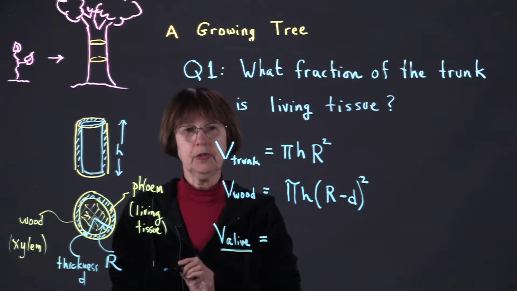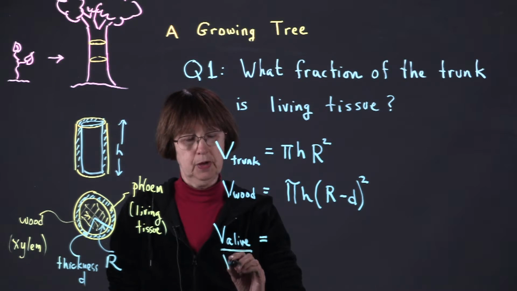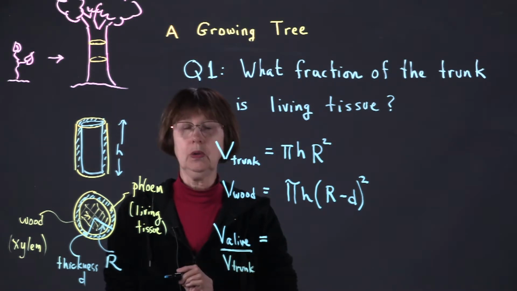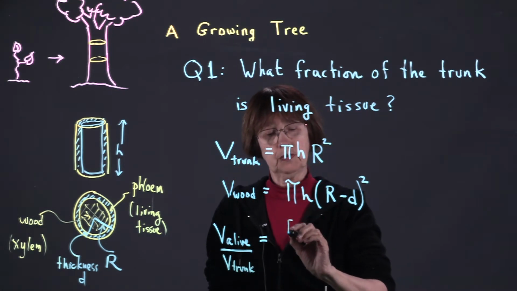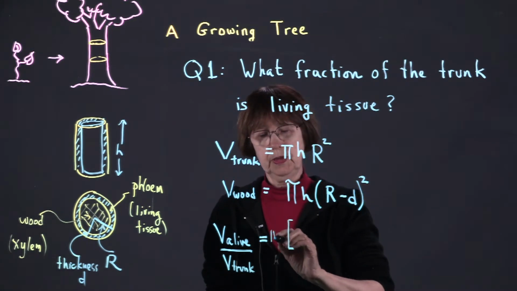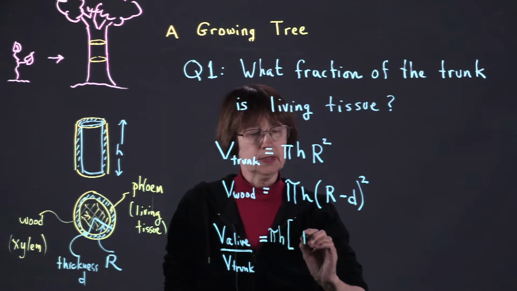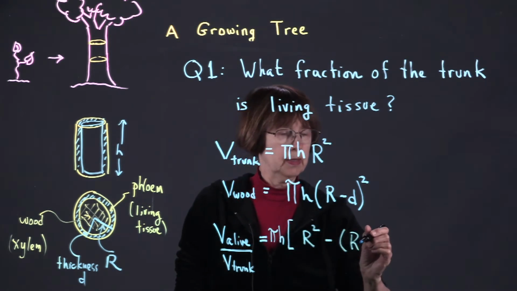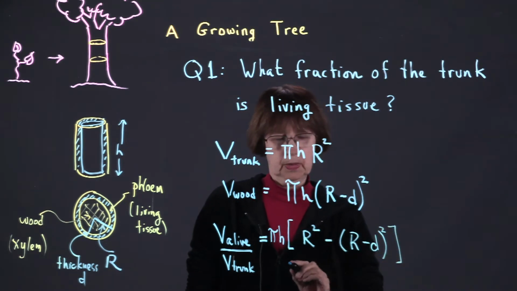Let's write down actually the ratio of the volume of the tissue that's alive to the entire volume of the trunk as a whole. And so we're going to get the following. The living tissue, first of all, is the difference of these two quantities. Now we can put the pi and the h outside, and we can write inside here the trunk radius squared minus the radius of the wooden part of the trunk squared.